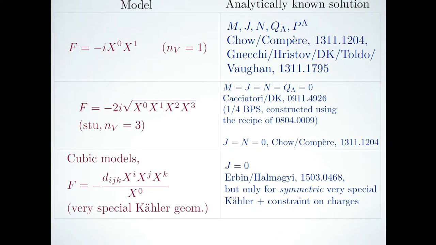And, well, one solution that was obtained already in 2009 is this, which has only magnetic charges and the other parameters are zero. So this is 1/4 BPS, and this was constructed using the recipe of this paper here, where all supersymmetric solutions of FI-gauged supergravity in four dimensions were classified. So this gives you a recipe, and you can take the equations, which are first order, and then try to solve them.